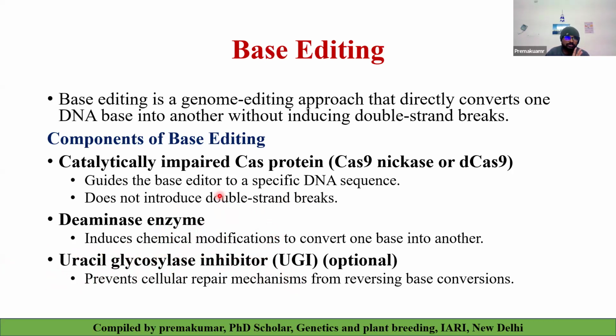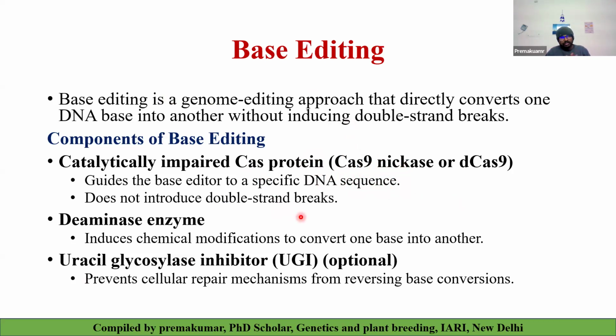Remember, there will be three components. One is your mutated Cas9, called Cas9 nickase, or it can also be called dead Cas9. In Cas9 nickase, only one of the domains is mutated. Dead Cas9 means both domains, RuvC and HNH, are mutated. If any one of the domains is mutated, it is called nickase. If both domains are mutated, it is called dead Cas9, meaning the nuclease function is completely eliminated.